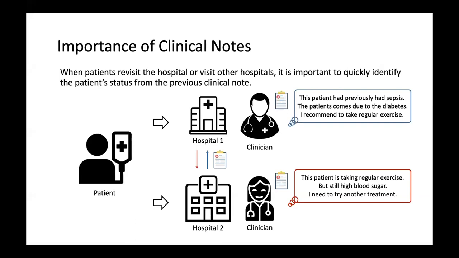So maybe the patient is taking regular exercise, but if the patient has some trouble and visits a new hospital, the clinician in the new hospital two may be able to read the clinical notes from hospital one. So this means the patient is already taking regular exercise but still has trouble like high blood sugar. This leads the clinician in the new hospital to make another treatment besides exercise.